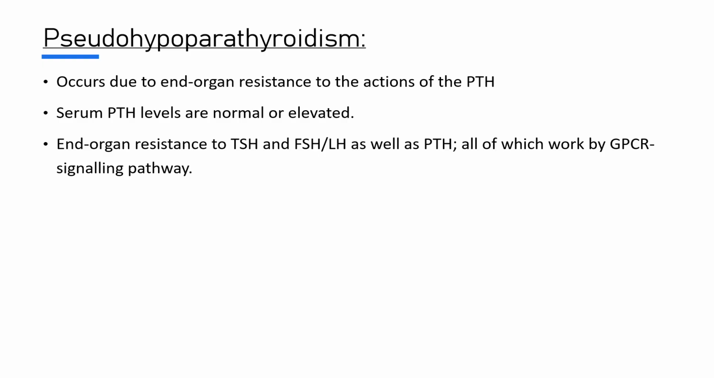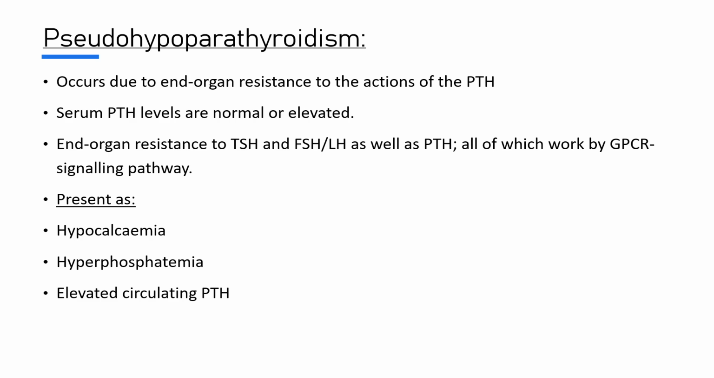So if there is resistance or mutation in such receptors, then the end organ will be resistant not only to the parathyroid hormone but also to the thyroid stimulating hormone, follicle stimulating hormone, luteinizing hormone, and so many other hormones that work by the G protein coupled receptor. So a person suffering from pseudohypoparathyroidism may present with hypocalcemia, hyperphosphatemia, and elevated circulating parathyroid hormone.